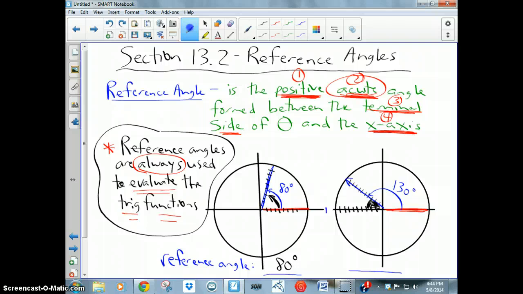Well, how big is that? Well, all the way around to here is 180. This angle was 130. That makes my reference angle 50 degrees because 50 plus 130 is 180. That is my reference angle. I hope that makes sense.